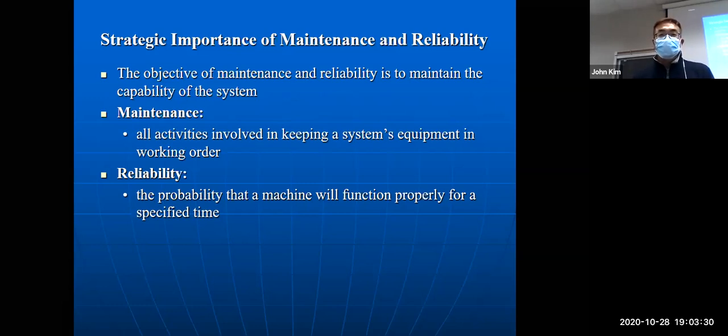The objective of maintenance and reliability is to maintain the capability of the system, so whenever needed, the machine works. So maintenance is important. Breakdown and malfunction cause waiting time, which increases throughput time. Maintenance is all activities involved in keeping a system's equipment in working order, so whenever they need it, it works. And reliability is similar: the probability that the machine will function properly for a specified time. It's like an engine that always turns on.